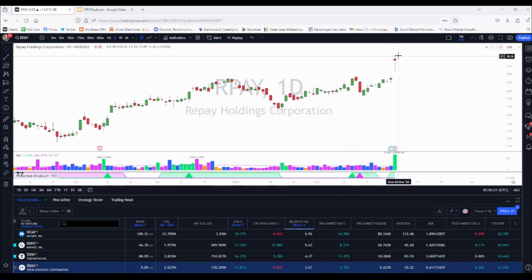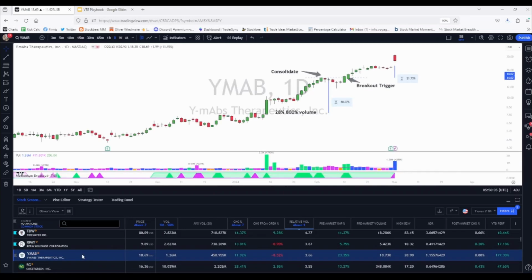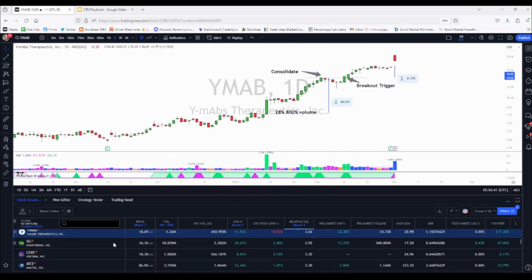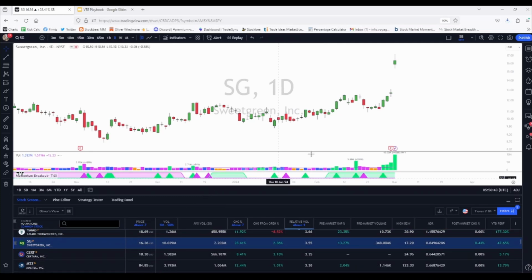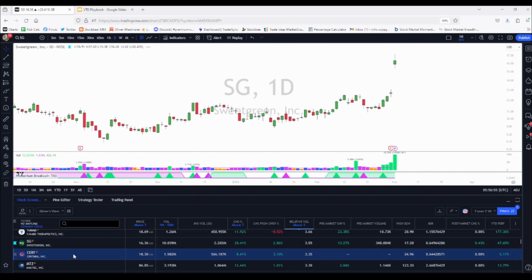Now this, although it doesn't have a great closing range, it does make a HV1, which means it's the highest volume in 1 year. So that is automatic on the list. YMAB. I am not going to put that on my watch list. SG, this definitely goes on the watch list. Nice big gap up, HV1. We will look for it to pull back or just continue to follow through.